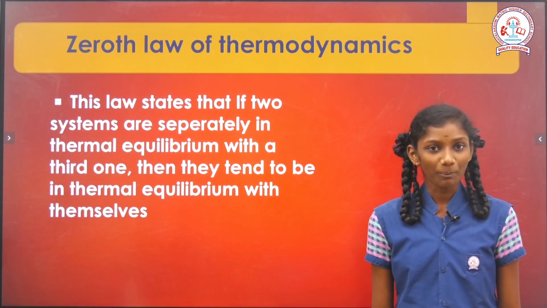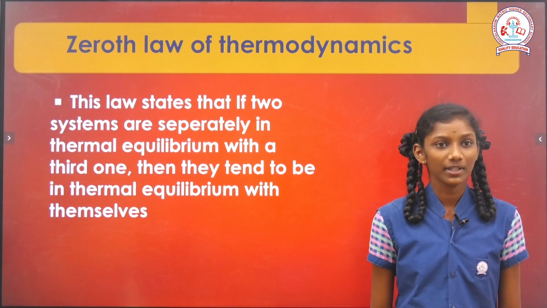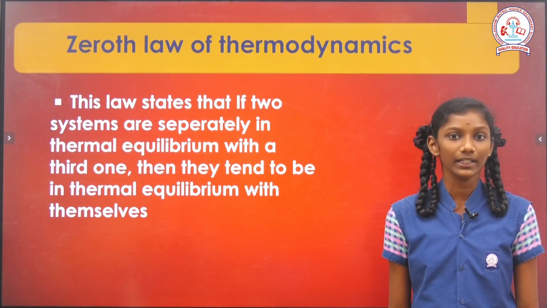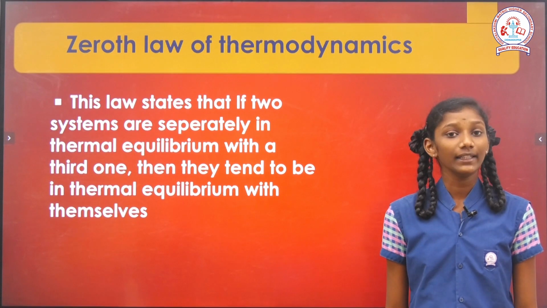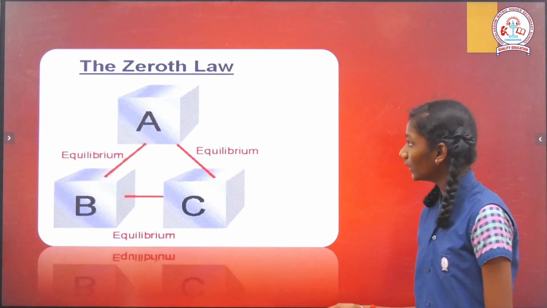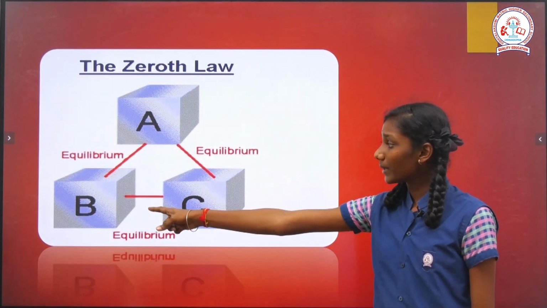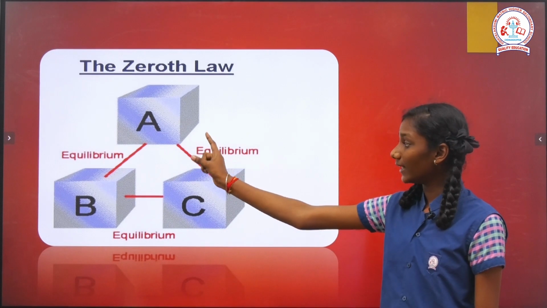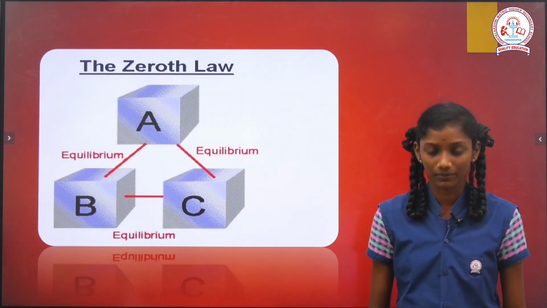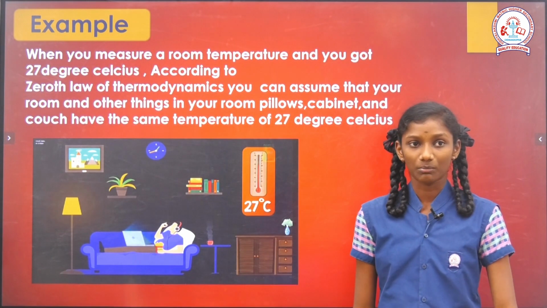Move on to the next topic, zeroth law of thermodynamics. What is meant by zeroth law of thermodynamics? It states if two systems are separately in thermal equilibrium with the third one, then they tend to be in thermal equilibrium with themselves. If A is in equilibrium with B and C, then B and C are said to be in thermal equilibrium with themselves.